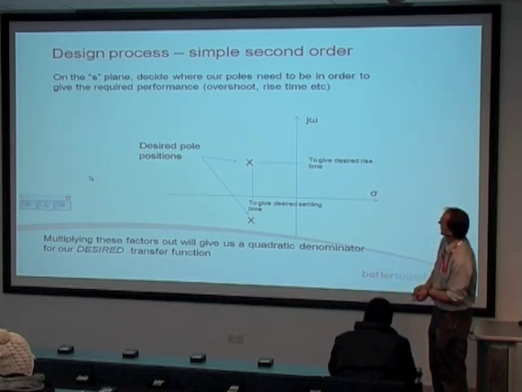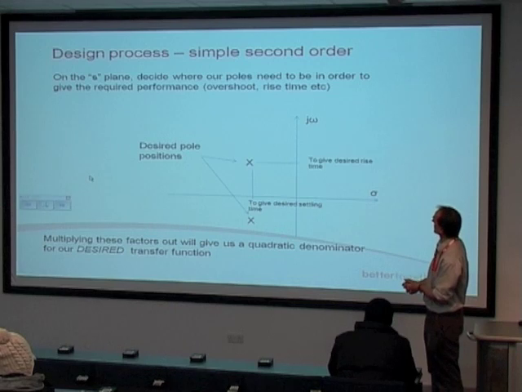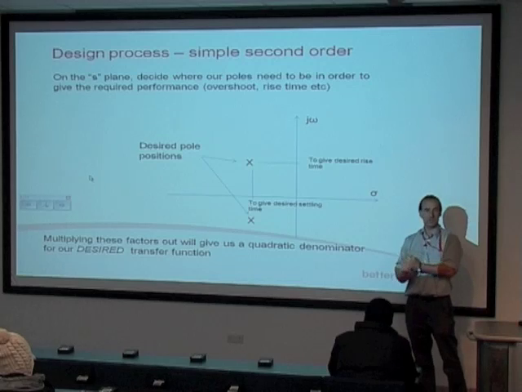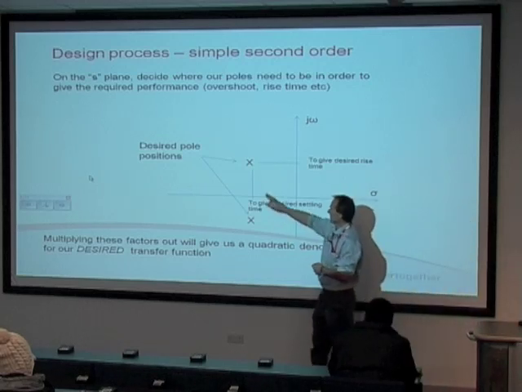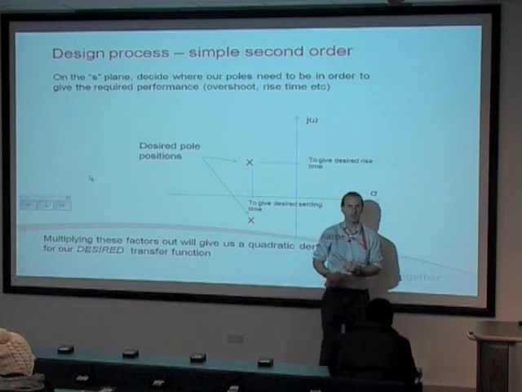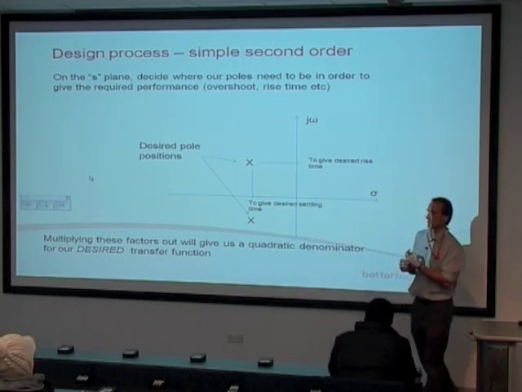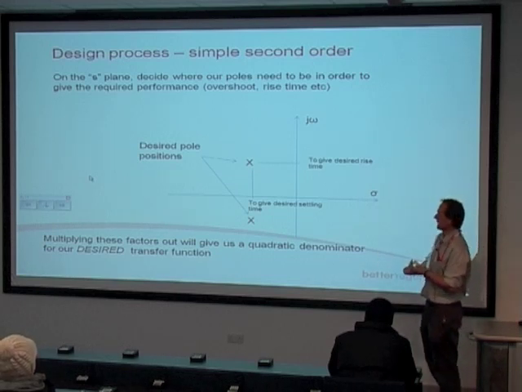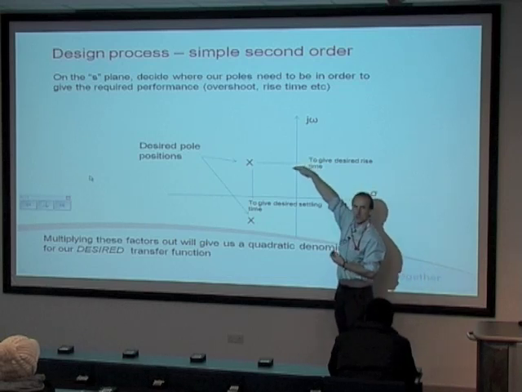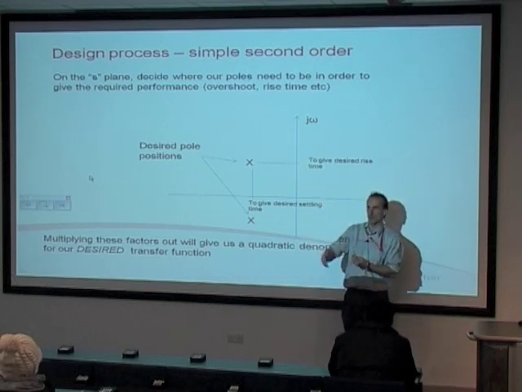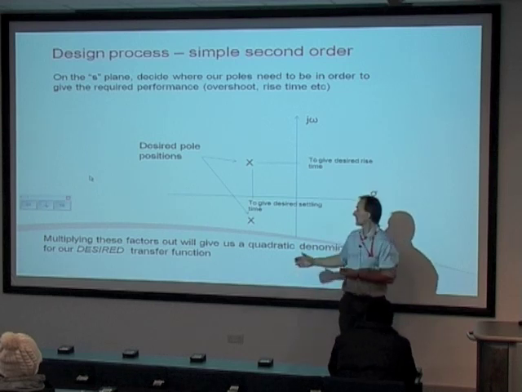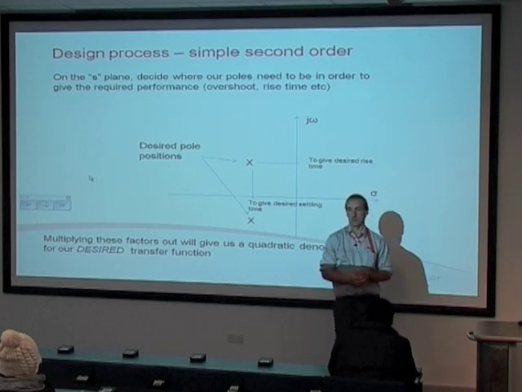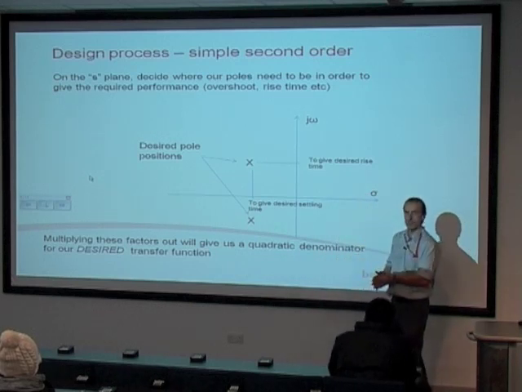Right, on the S-plane, we decide where our poles need to be to give us the required performance. We've looked at the S-plane. We understand the relationship between the pole position and things like zeta, and hence overshoot, and omega d, which is the imaginary value, the actual frequency of oscillation, and that relates to the rise time. The real part relates to the settling time. It's the decay of the exponential.